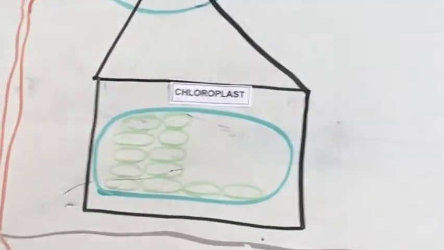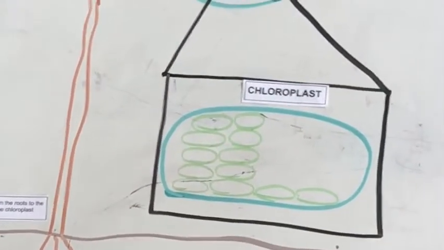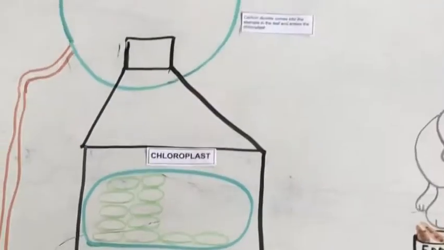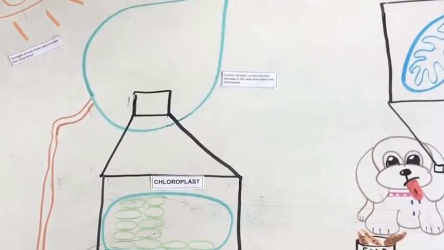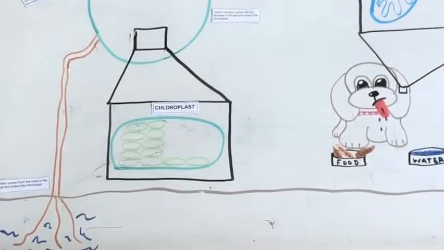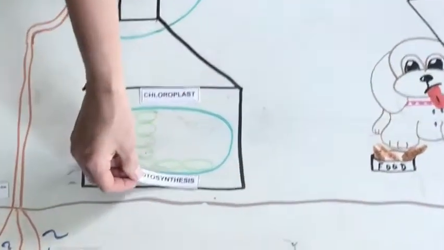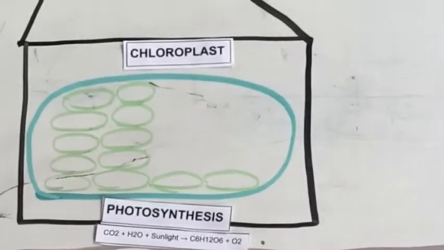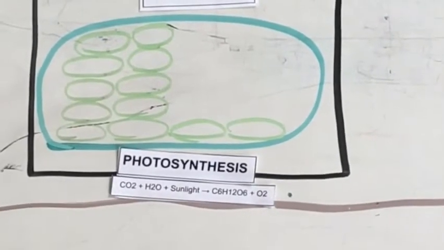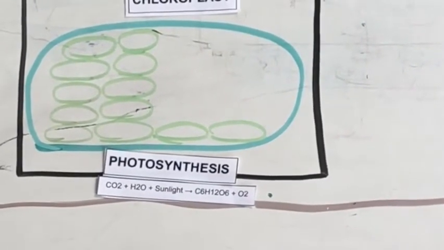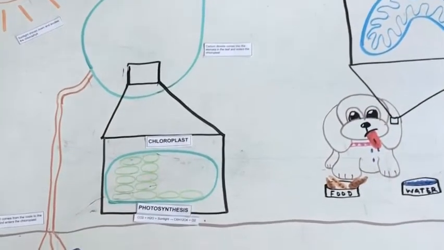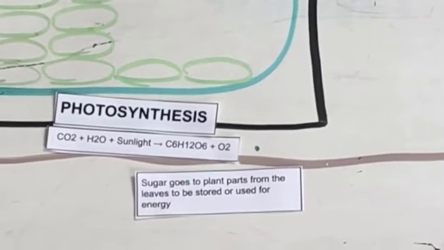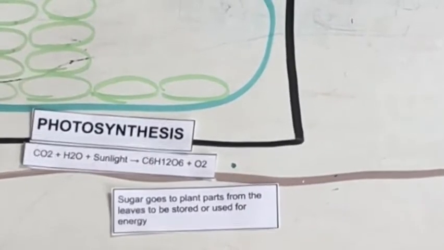Water is going to travel up the plant from the roots and into the chloroplast. When we have all of these ingredients together, the water and carbon dioxide get excited in the chlorophyll from the sunlight, and boom, photosynthesis occurs. And you have the formula CO2 plus H2O in the presence of sunlight gives you C6H12O6 and O2.